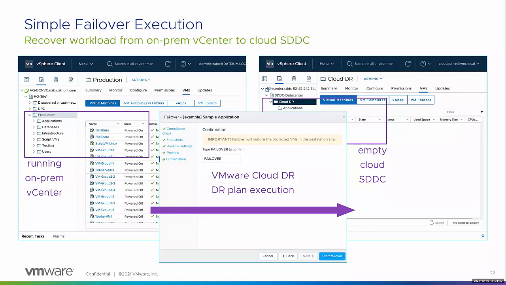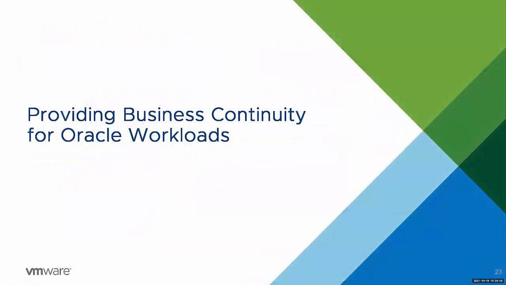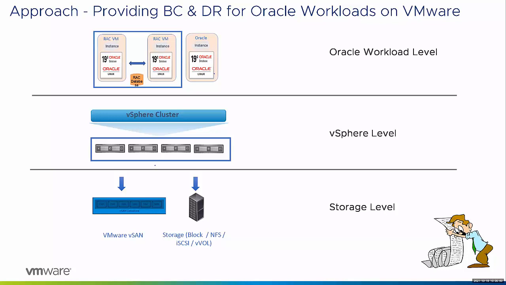Thanks, Kato. Right, moving on to the next one. So the first section we'll talk about is providing business continuity to Oracle workloads, and then we'll talk about the DR aspect of it in the second section. But looking at this slide, essentially providing BC and DR for Oracle workloads on VMware, you can divide that into three different levels, right?